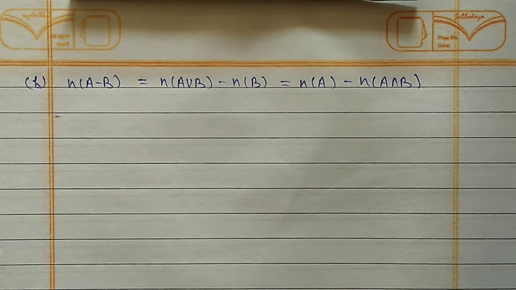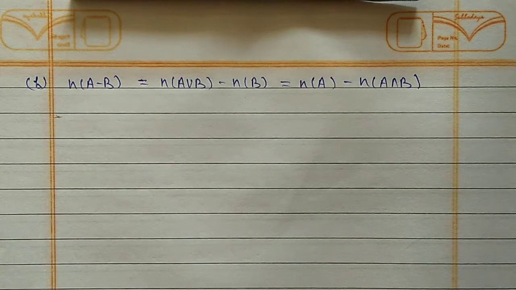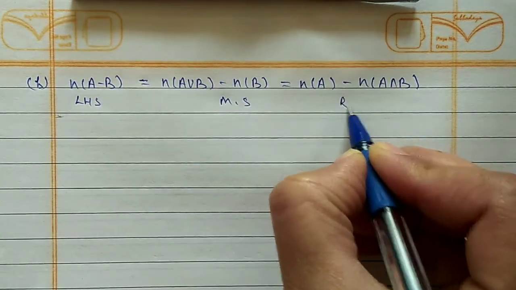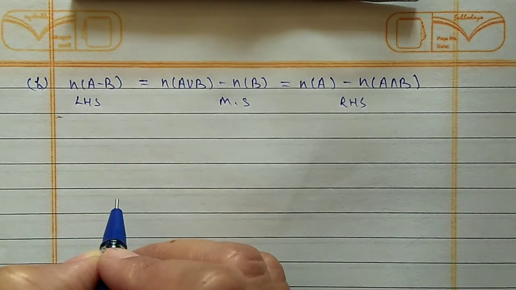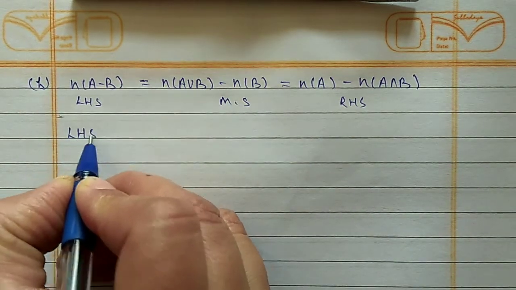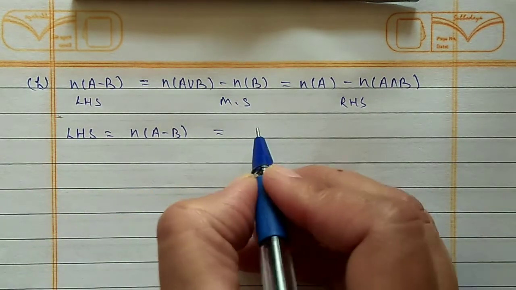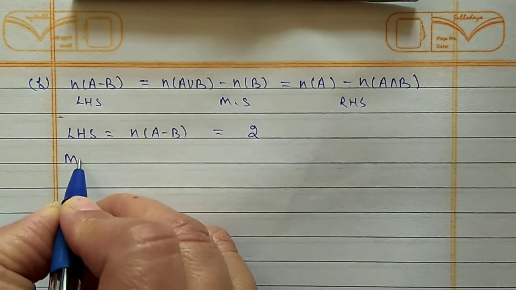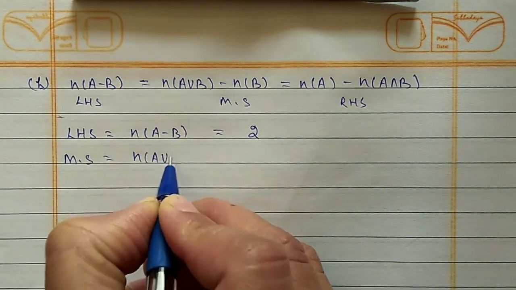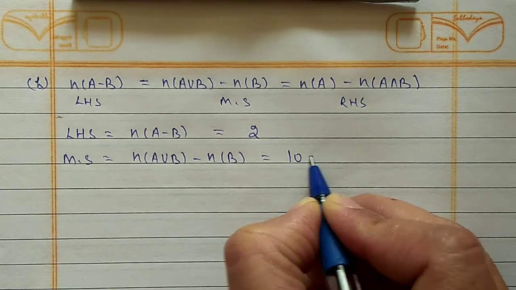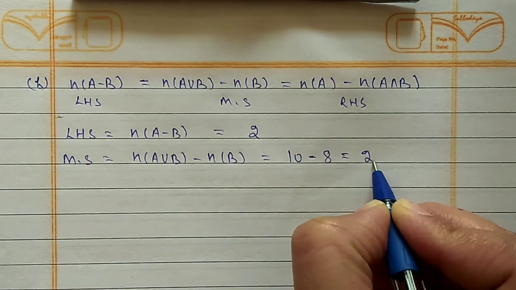Second part we have to verify: n(A minus B) is equal to n(A union B) minus n(B), equal to n(A) minus n(A intersection B). So this we can say is the left side, this is the middle side, and this is the right side. 3 sides we have, so one by one we will find out all the sides. So first the left hand side, n(A difference B). The cardinal number of A difference B we got is 2. Now the middle side we have n(A union B) minus n(B). A union B was 10 and n(B) was 8. So 10 minus 8 is 2.